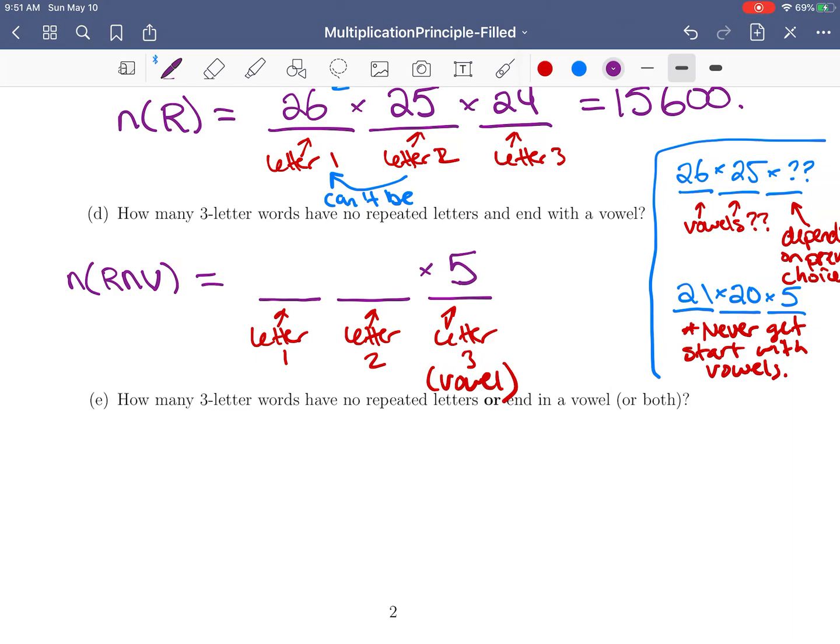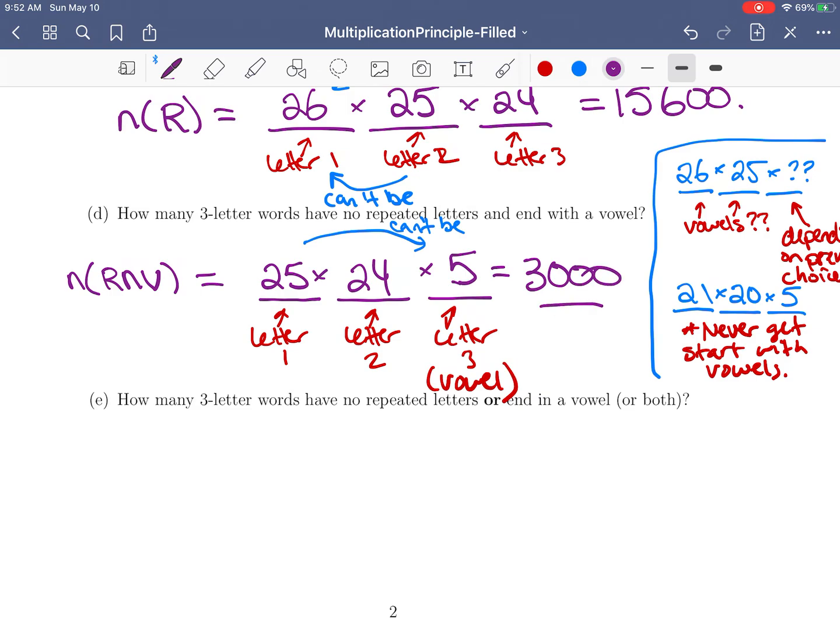Now I'm going to go up to letter 1. It doesn't matter which one I go to now, but I'm going to go to letter 1. So I know that it can't be whatever vowel I picked, but it could be anything else. So I'm going to have 25 options for that spot. Similarly, in the middle spot, it can't be either of the things I've just picked, so I'm going to have 24 options. So the number of words in R intersect V is going to be 3,000.